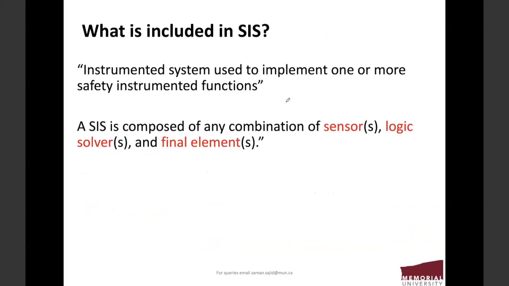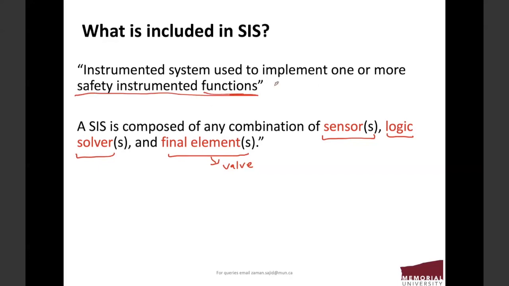Now, what is included in a SIS, safety instrumented system? It is composed of some sensors, a logic solver, and the final element. This is also called the final control element, and it is usually a valve, which I just showed you in my basic process control. So safety instrumented systems are used to implement one or more safety instrumented functions.